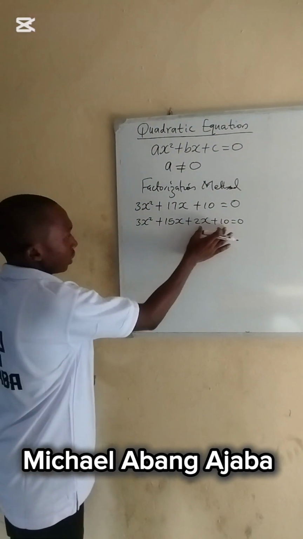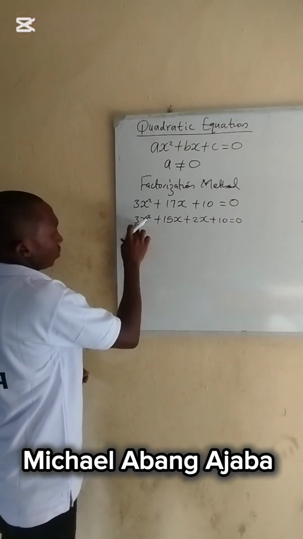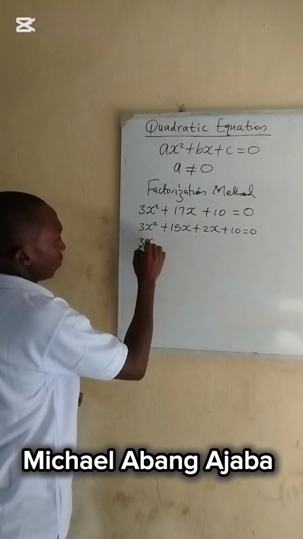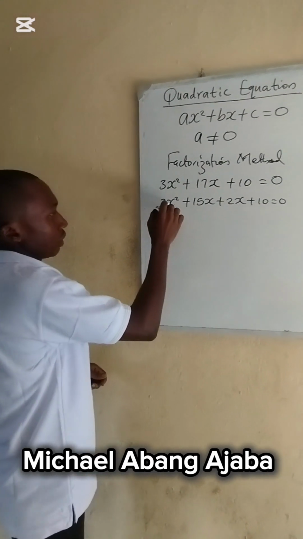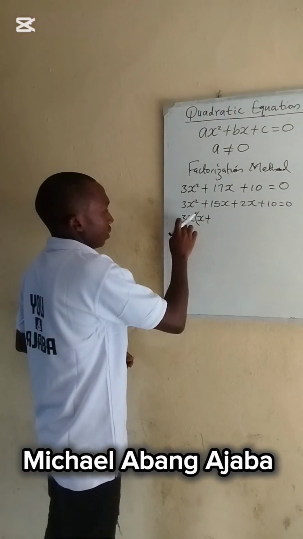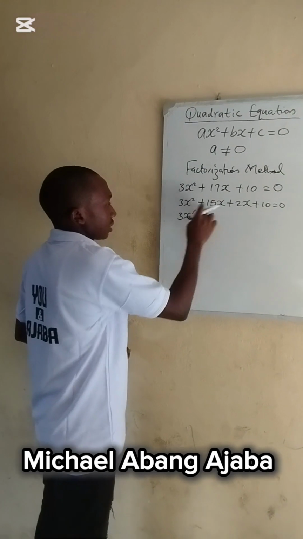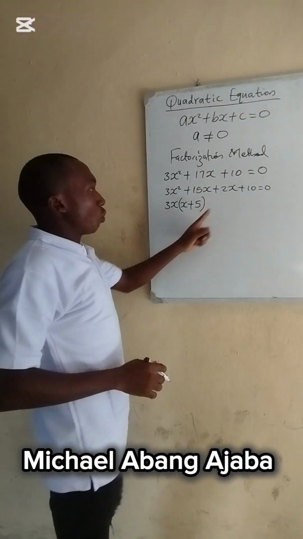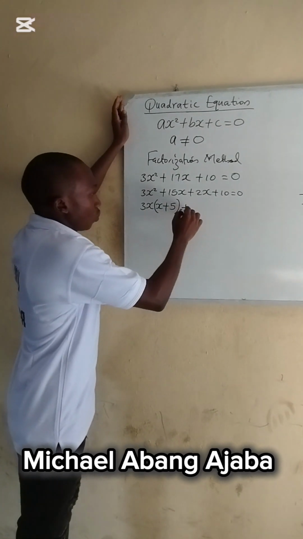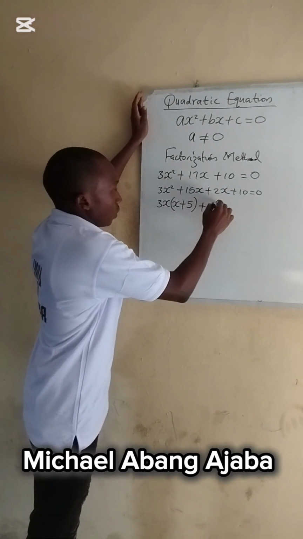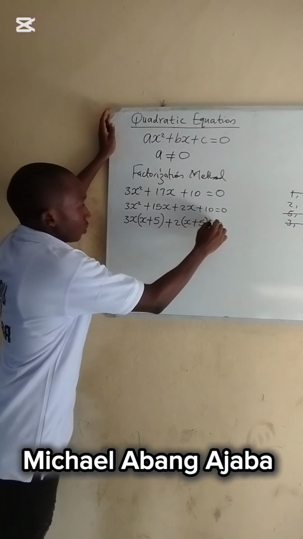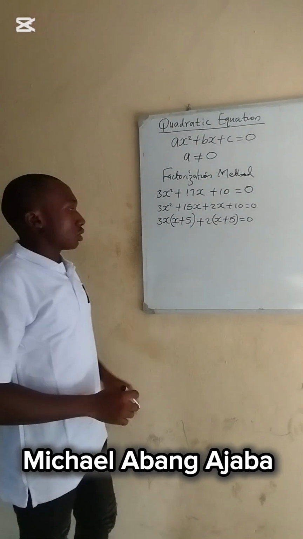From here we'll do factorization by grouping. We'll group them in twos. The first one, what's common between 3 and 15? 3. Between x squared and x, we have x. 3 cancel 3. X squared divided by x is x plus 15 divided by 3, 5, x cancel x. What's common between 2x and 10? Between 2x and 10 we have 2. 2 cancel 2, we have x. 10 divided by 2, 5 equal to 0.